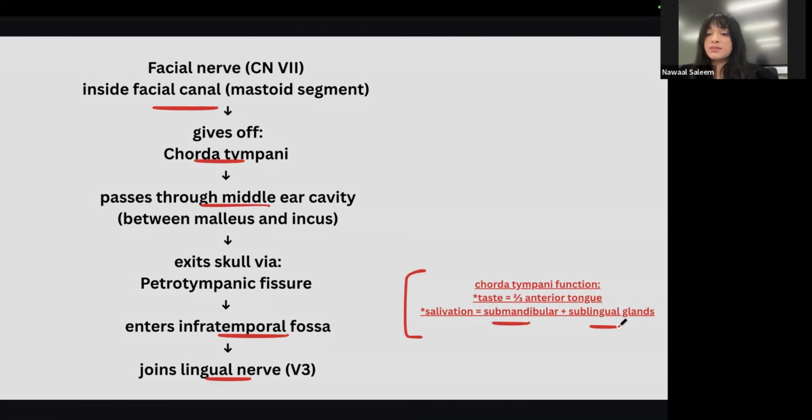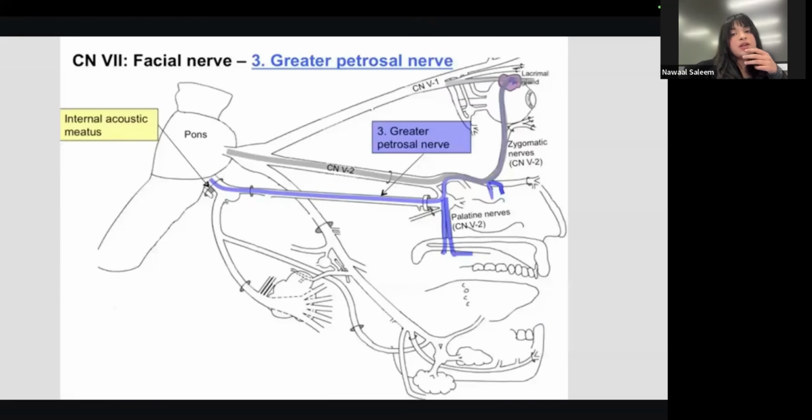So if you cut off the chorda tympani, you're not going to be able to taste in the anterior two-thirds, and salivation from the submandibular and sublingual glands is going to be gone. And if you recall, submandibular was 70% of salivation, so you're basically cooked. Right? Then we have the greater petrosal nerve.